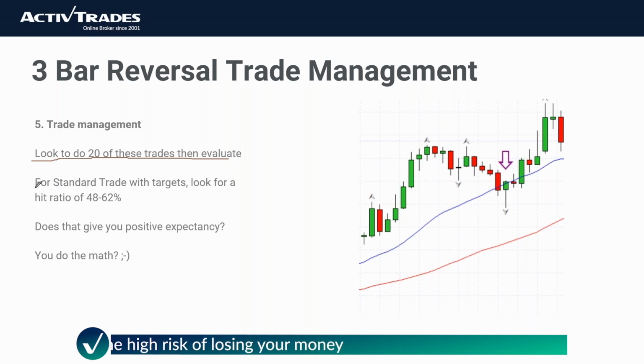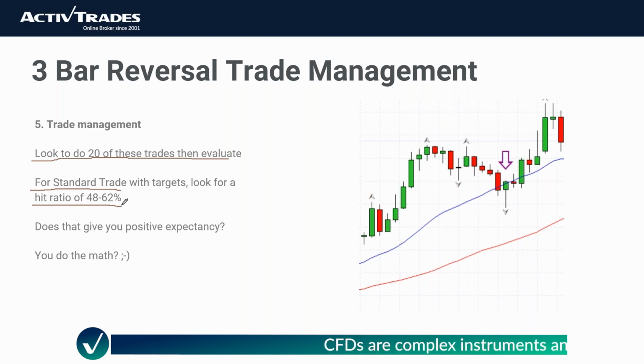What you'll tend to find for what we talked about here, for the standard trade setup, your hit ratio, in terms of your right wrong, will veer between about 48 to 62%. Okay, that is with a 1.5 reward to risk on your trade for targets.